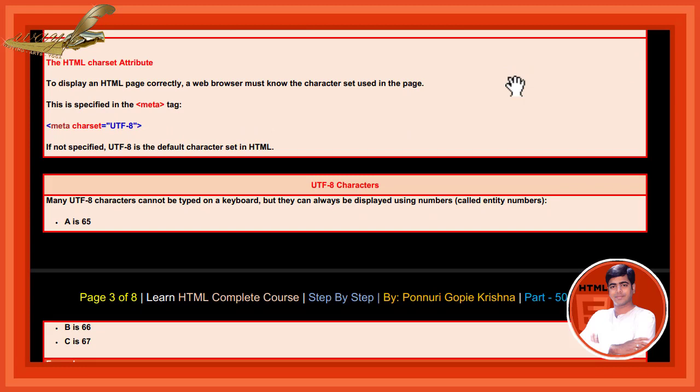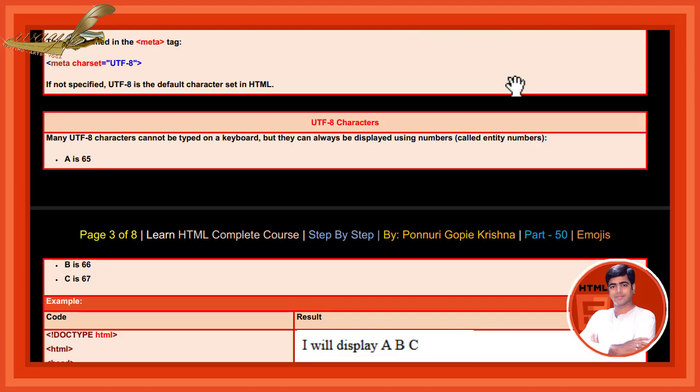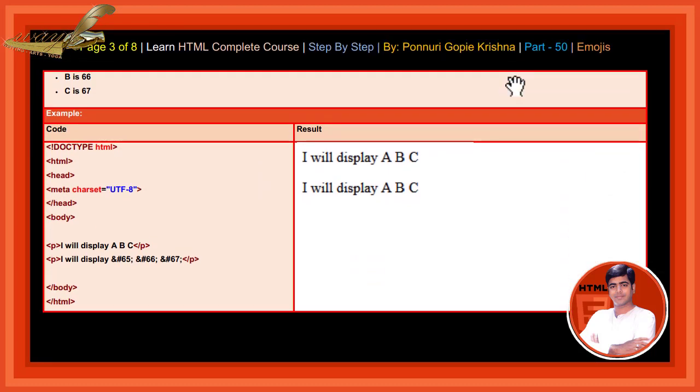UTF-8 characters. Many UTF-8 characters cannot be typed on a keyboard, but they can always be displayed using numbers called entity numbers. A is 65, B is 66, C is 67, like that. See, by writing this code, meta charset UTF-8, I will display ABC.